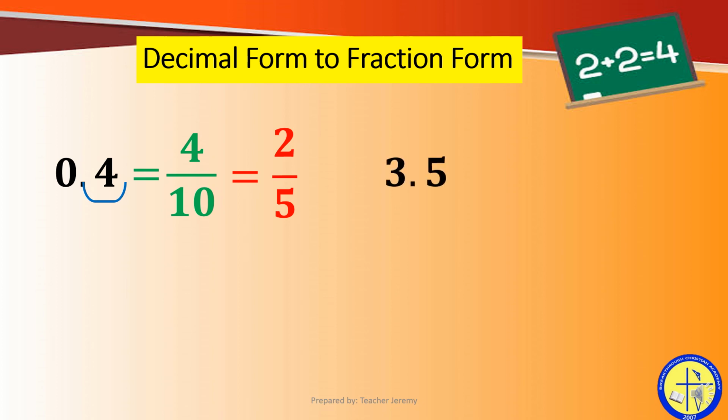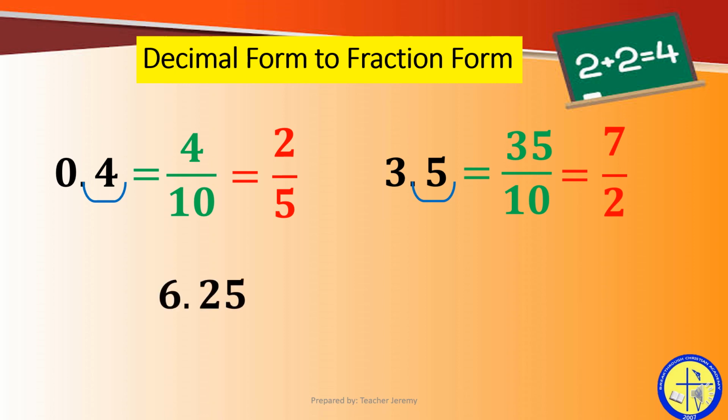Another example, we have 3.5. Just move the decimal point. We have 1 move. That is also in the 10th place. Therefore, your denominator is 10. And then copy the whole number, which is 35. And 35 over 10 can be simplified. It will become 7 over 2.